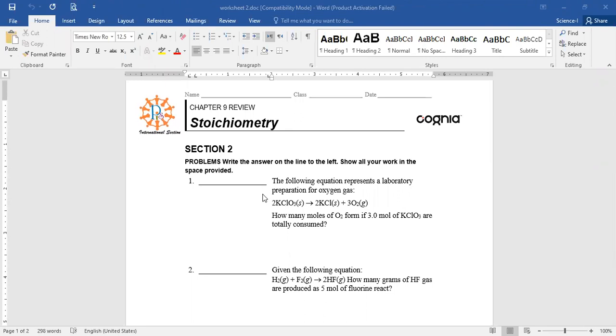The first kind of problem: the following equation represents the laboratory preparation of oxygen. Potassium chlorate breaks down into potassium chloride and oxygen according to this chemical equation. How many moles of O2 form if 3 moles of potassium chlorate are totally consumed? Who can answer this question? It's just from mole to mole, okay? Who can answer that question, guys?